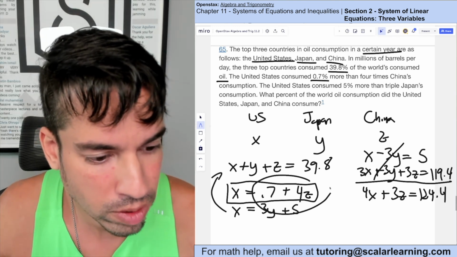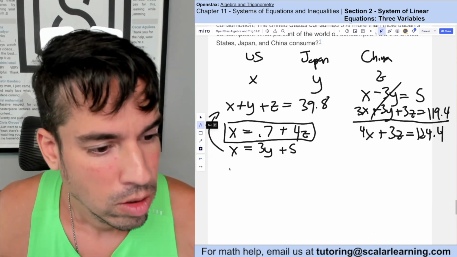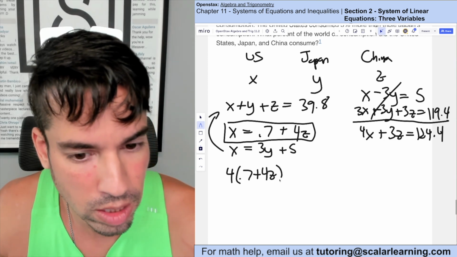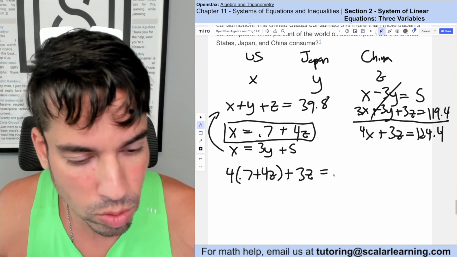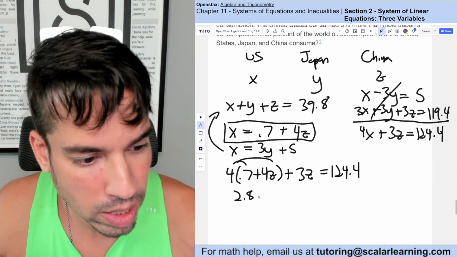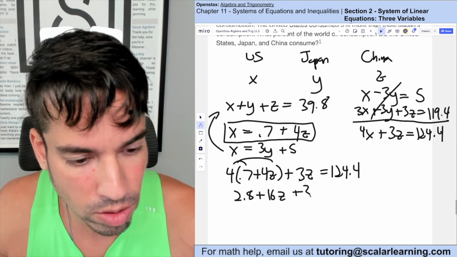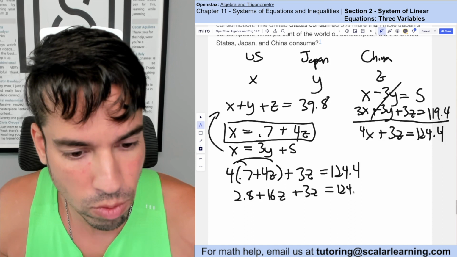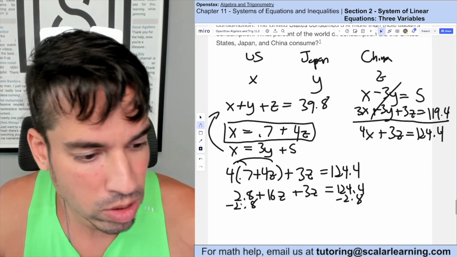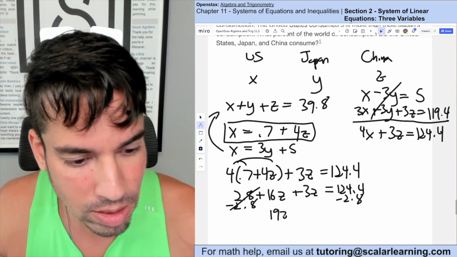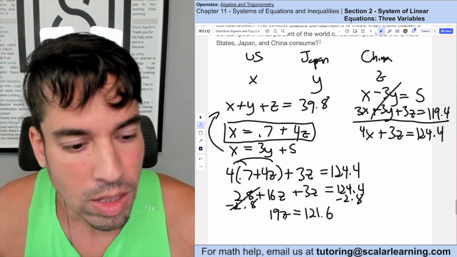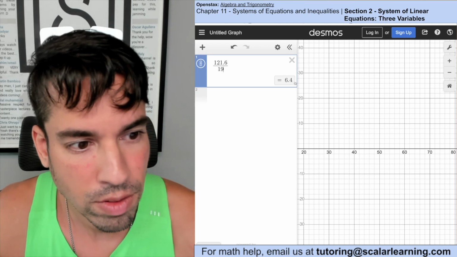Now I got this equation. Well, look at this. I got something perfect to substitute. I can substitute that in for x. So then we got 4 times, instead of x, I got 0.7 plus 4z, and then plus 3z equal to 124.4. Then I'm going to distribute. I got 2.8 plus 16z plus 3z is equal to 124.4. We're going to simultaneously subtract 2.8 from both sides while combining like terms. So then I have 19z is equal to, let's see, that's 121.6. Last but not least, divide both sides by 19, and that gives us 6.4.